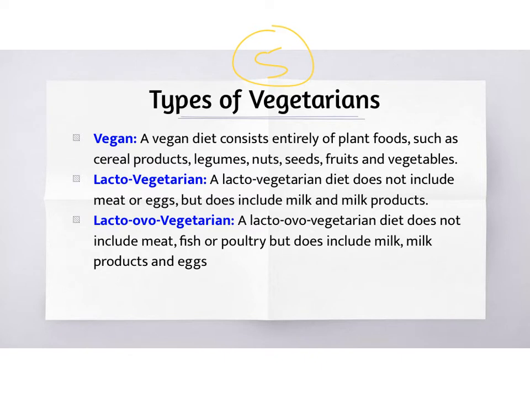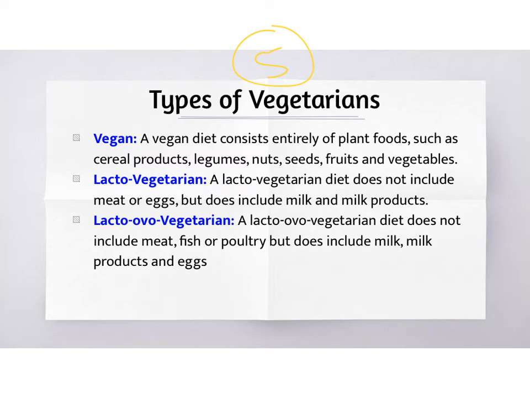Now, if we have a look at the third type of vegetarianism, we can see here that it is lacto-ovo-vegetarian. Now, same rule of thumb applies. Lacto means that milk and milk products are permitted, but ovo alludes to something being egg-based. So someone who is lacto-ovo-vegetarian has a diet that does not include meat, fish, or poultry, but it's basically a combination of what a vegan consumes, so plant-based foods like cereals, legumes, nuts, seeds, fruits, and vegetables, in addition to milk, milk products, and eggs. Some milk products are things like custard, cheese, ice cream, yogurt.